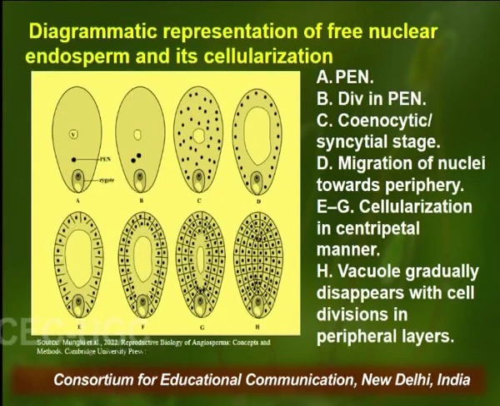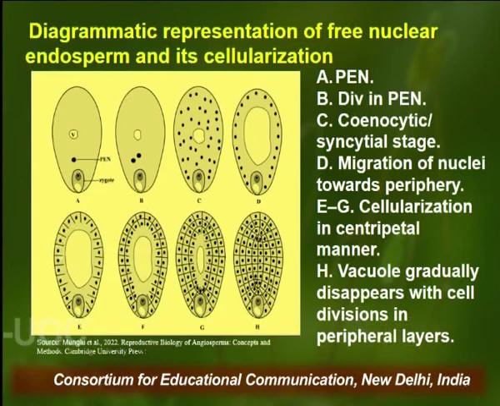Eventually, the cellularization starts happening in a centripetal manner, and this cellularization starts from the margin and it moves towards the center. The vacuole which is occupying the central position gradually disappears and the cell divisions continue towards the center, and you can see that in the last stage there is total cellularization of the endosperm.